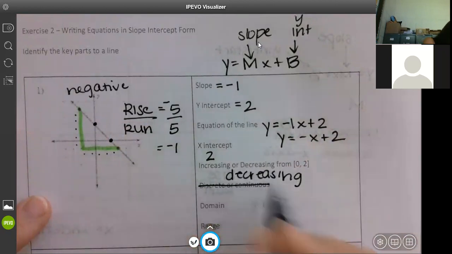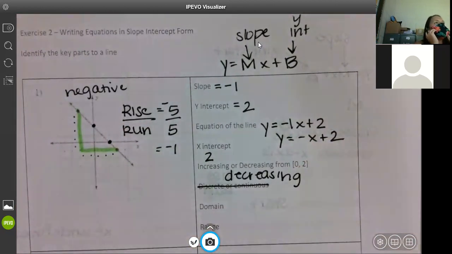I am not worried about discrete or continuous. This one is continuous because it doesn't stop. We don't really work with anything but continuous graphs, okay? So don't stress out about that at all.